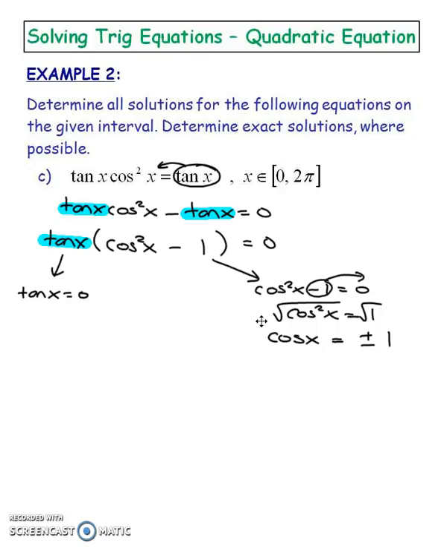Here's a little bit of a trick. When you square root something, remember that you get a positive and negative answer. If you only put that the square root of 1 is 1, you're going to be missing some answers, so you won't get full marks.